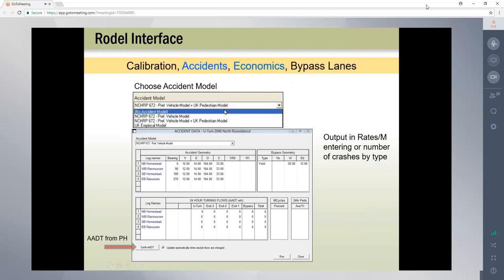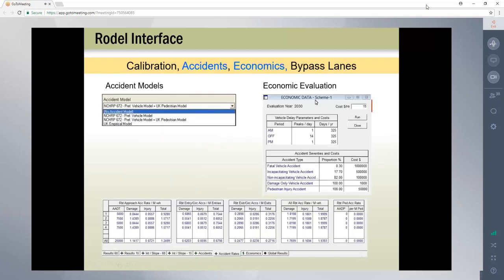So in accidents, in economics, something that Rodel allows is you select a crash model, and you can choose the US model or the UK model, or a combination of the US 672 model with the UK pedestrian crash model as well. And you can analyze for different types of crashes, both PDOs as well as injuries.